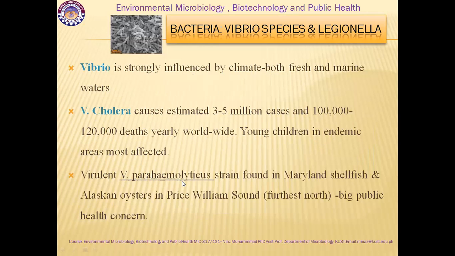Virulent Vibrio parahaemolyticus strain found in Maryland shellfish and Alaskan oysters in Prince William Sound, furthest north, a big public health concern. So how did it reach there? Because Vibrio can grow in the human intestine and it goes into the sewage water, and sewage water without treatment, through rainwater, goes to the oceans through rivers, and where it has accumulated and is consumed in fish, it will grow over there. When this fish is used by humans, it will cause this disease.